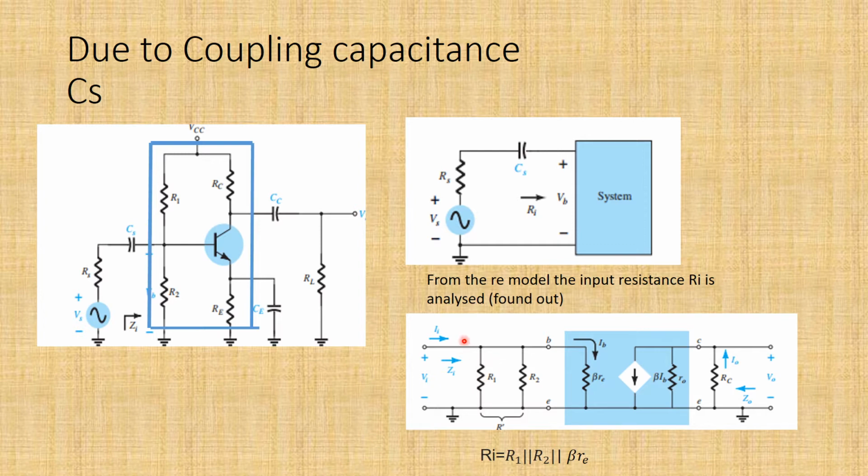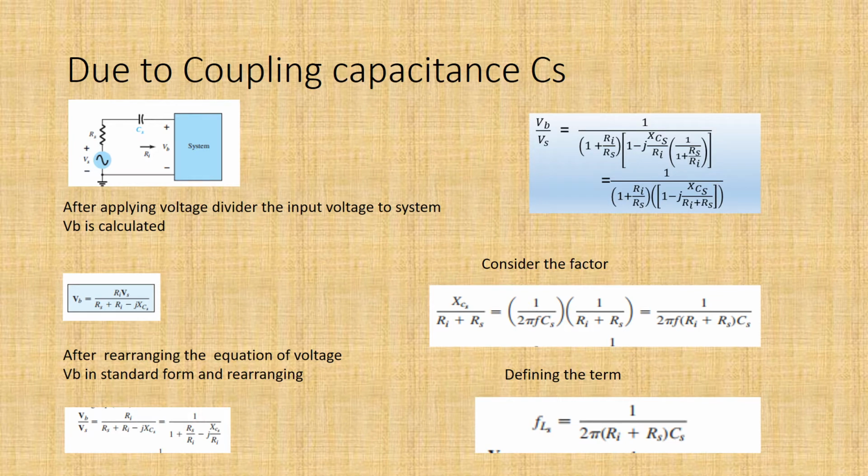So based on that, we'll go ahead. Second point is we want to find out the input resistance Ri. So we go on to an AC analysis. This is a re model of the system, and which shows that input resistance Ri is a combination of R1 parallel R2 parallel beta re. So second step, I have found out the input resistance Ri. Because of this Ri, what is the effect of this RC combination on the system? Let us try to study.